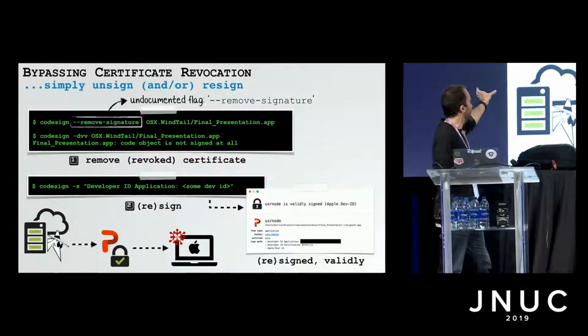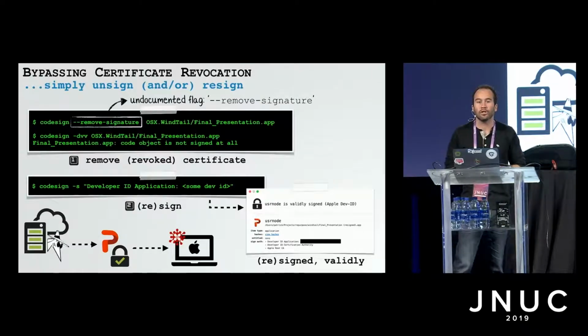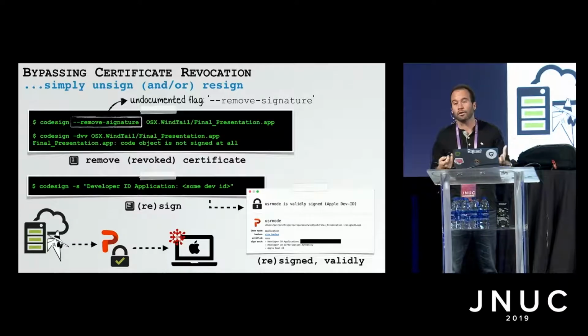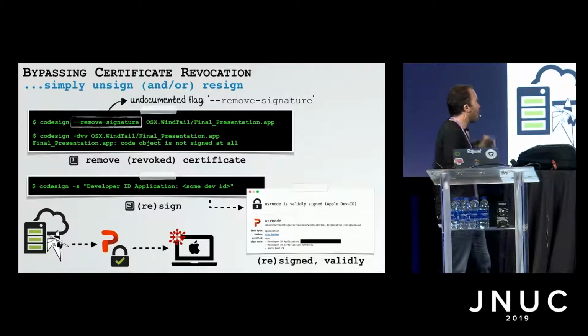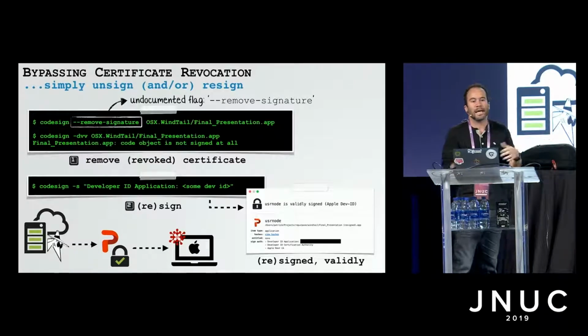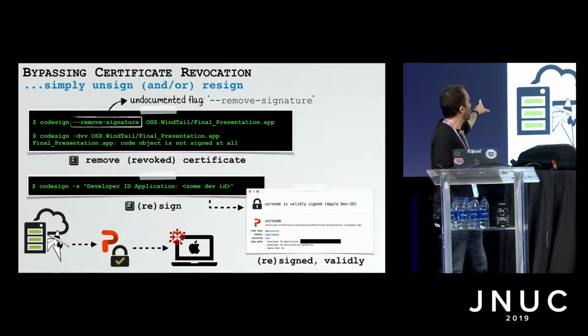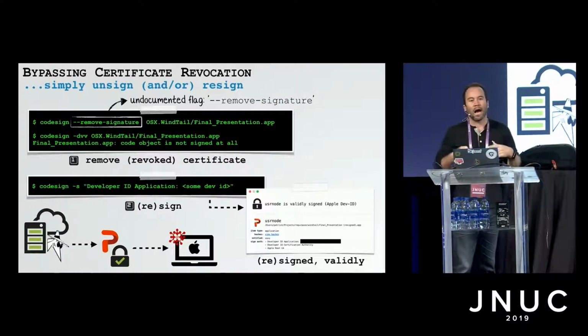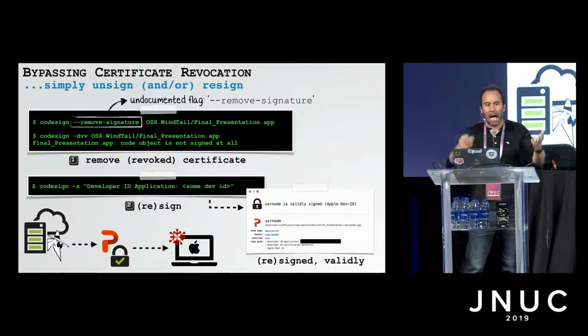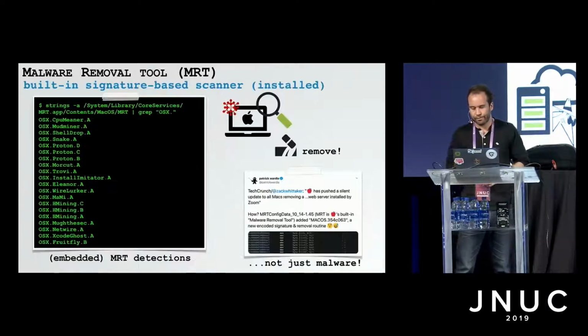The codesign utility has an undocumented remove signature flag. If you execute that, that will remove the certificate, the revoked certificate, from the sample. Then if you have another code signing ID, you can attach it to that sample with codesign -s. This means now that sample will be validly signed and be allowed to run.